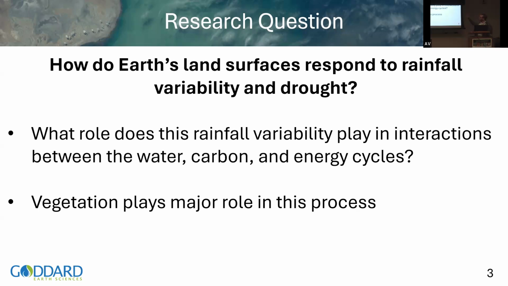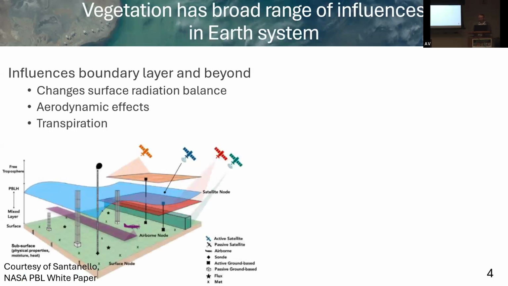In order to answer these questions, we unfortunately have to do a deep dive and really understand vegetation. So the question turns into, how is vegetation responding to rainfall variability? A little more background about why we're thinking about vegetation. I'm talking to a crowd that might be sympathetic to this idea, but if you're not familiar, vegetation plays a huge role in the Earth system.